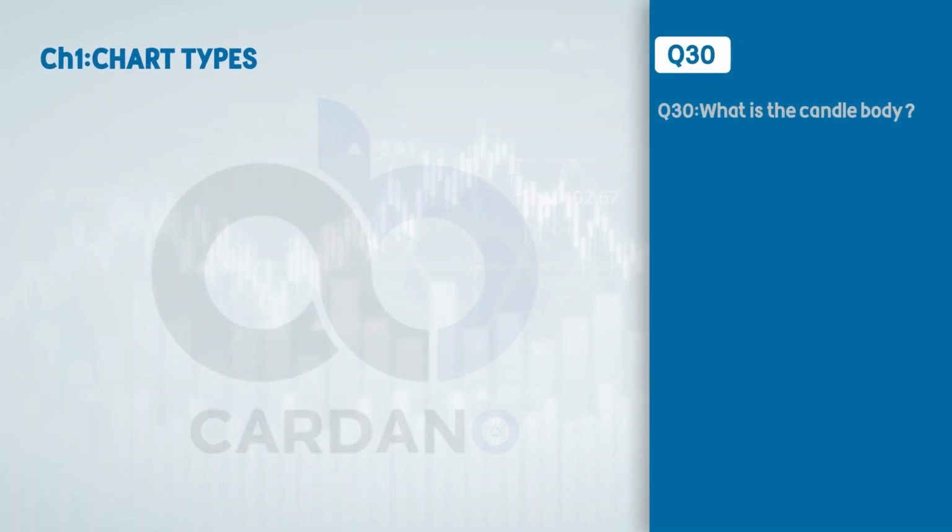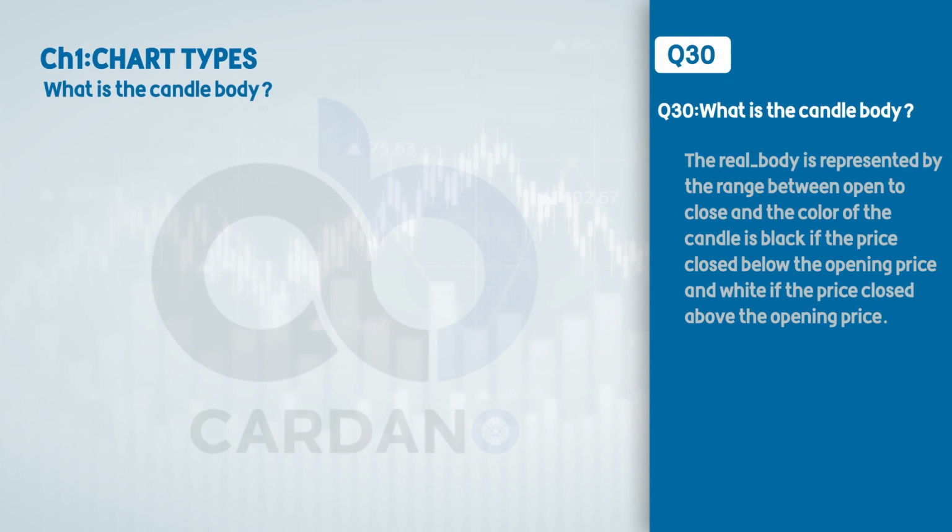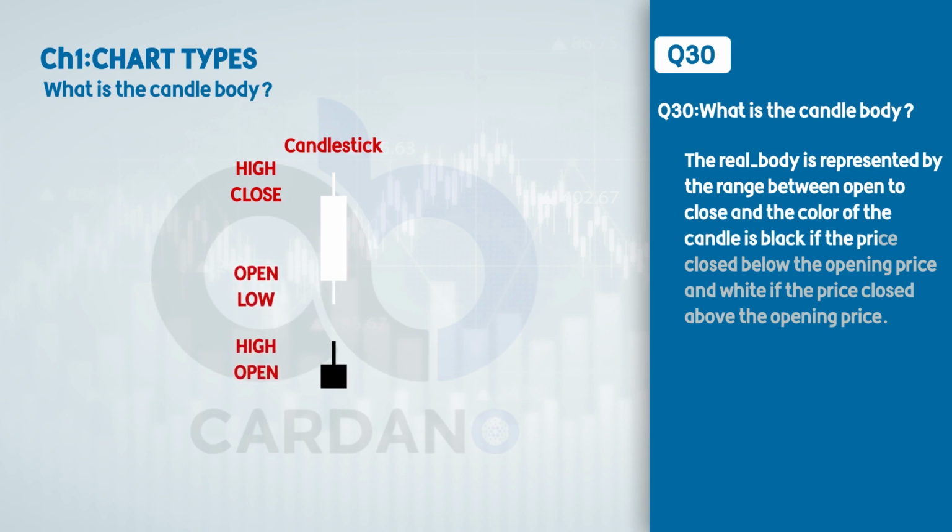Question number 30. What is the candle body? The answer is, the real body is represented by the range between open to close, and the color of the candle is black if the price closed below the opening price, and white if the price closed above the opening price.